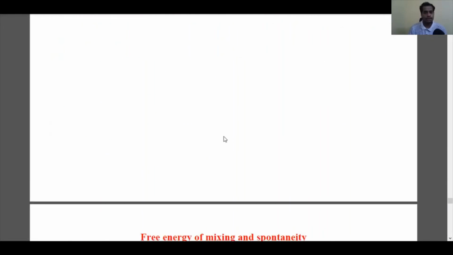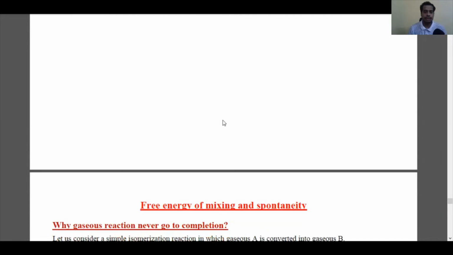So with this we'll stop here. In the next session we'll discuss free energy of mixing and spontaneity, and we'll also try to understand an important concept: why gaseous reactions never go to completion.